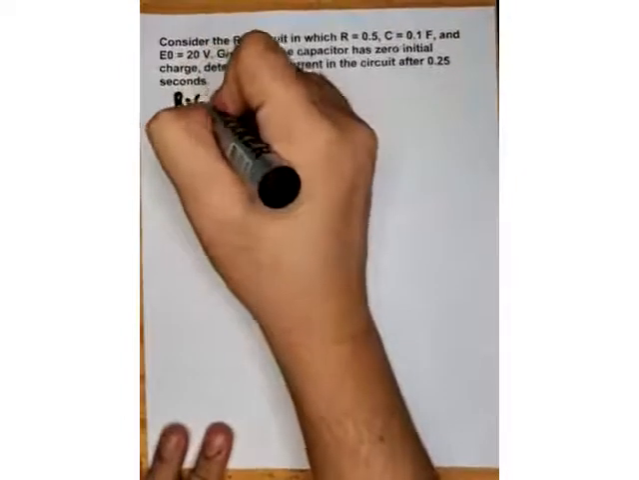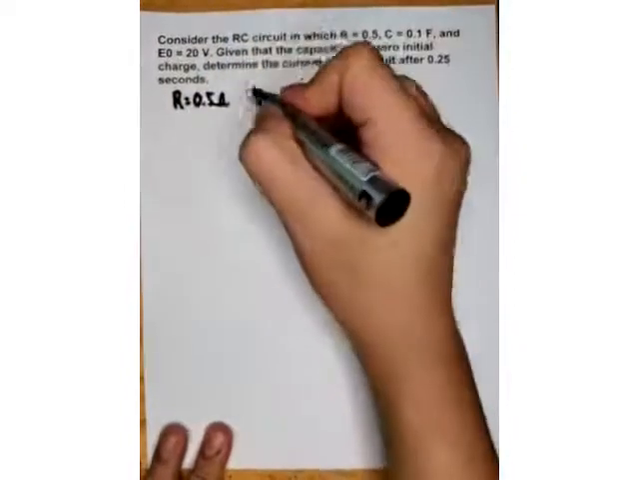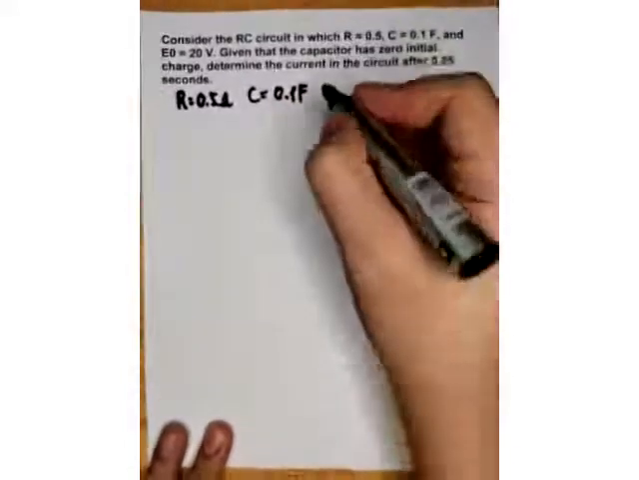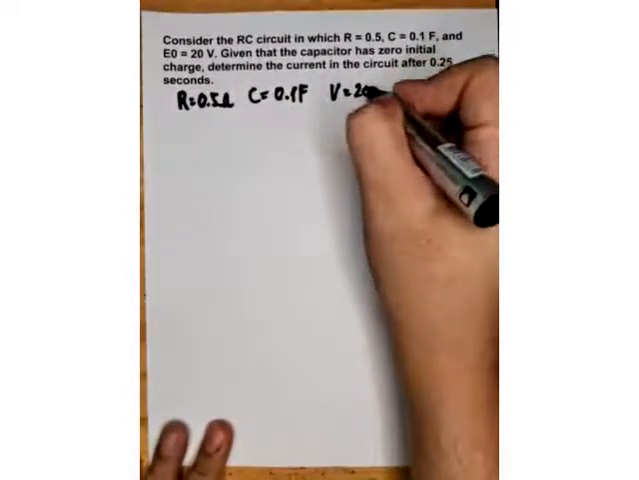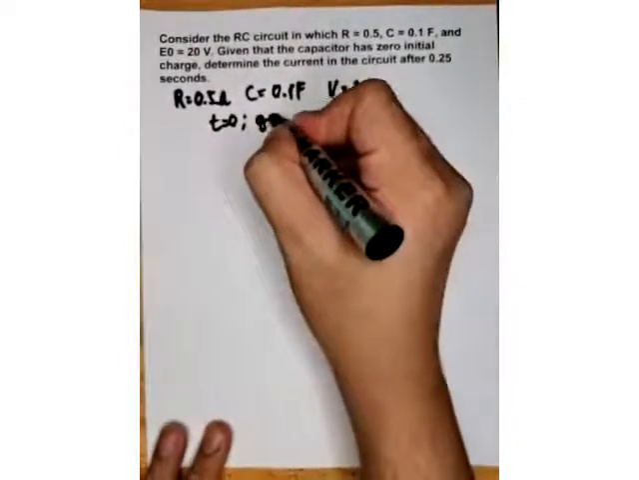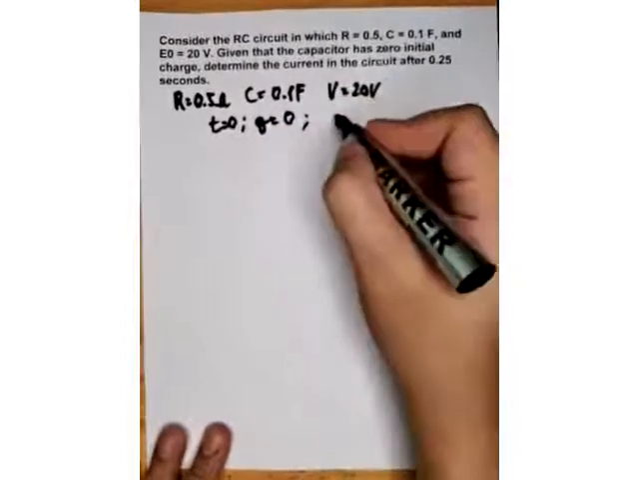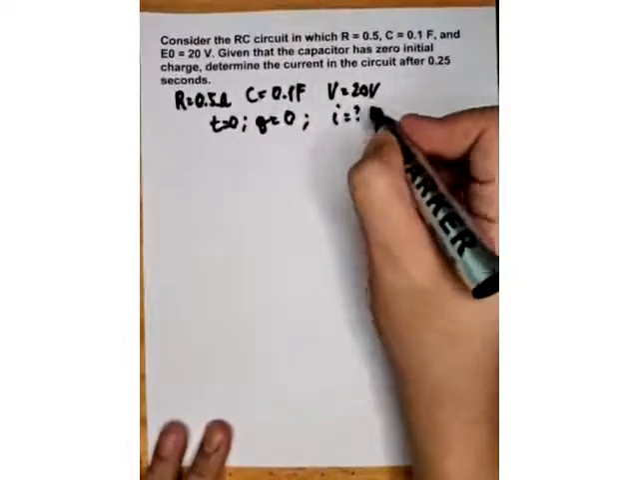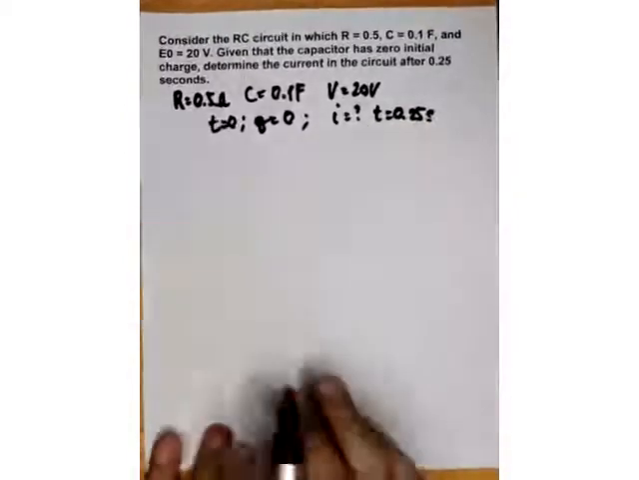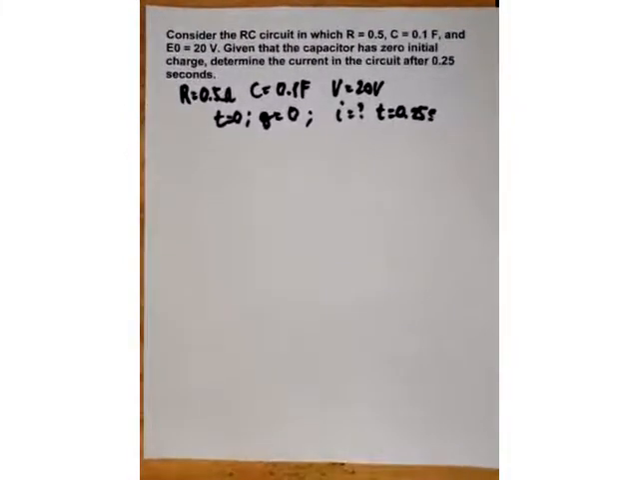Ayun. Okay, so we are given that the resistance is 0.5 ohms. The capacitance is 0.1 farad. And then the voltage is 20 volts. At t equals 0, the initial charge is also 0. So ano daw yung current when t is equal to 0.25 seconds? So what's the current in the combination after 0.25 seconds? Okay?